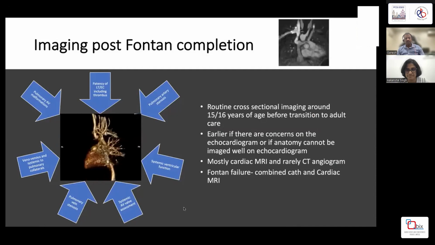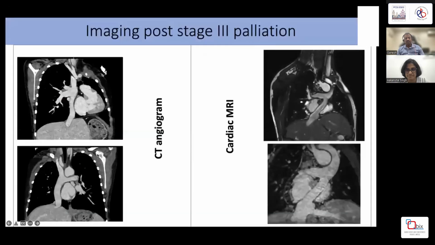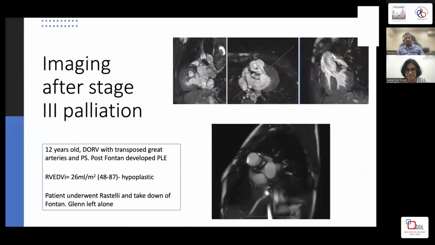And in patients with Fontan failure, we do combined cath and cardiac MRI. So these are some nice images that CT can provide of the entire TCPC circuit. And for cardiac MRI, for assessment of routability and follow-up, we do a 3D balanced SSFP sequence. This is one of the examples where you can see the intra-atrial Fontan graft running through the atrial mass.